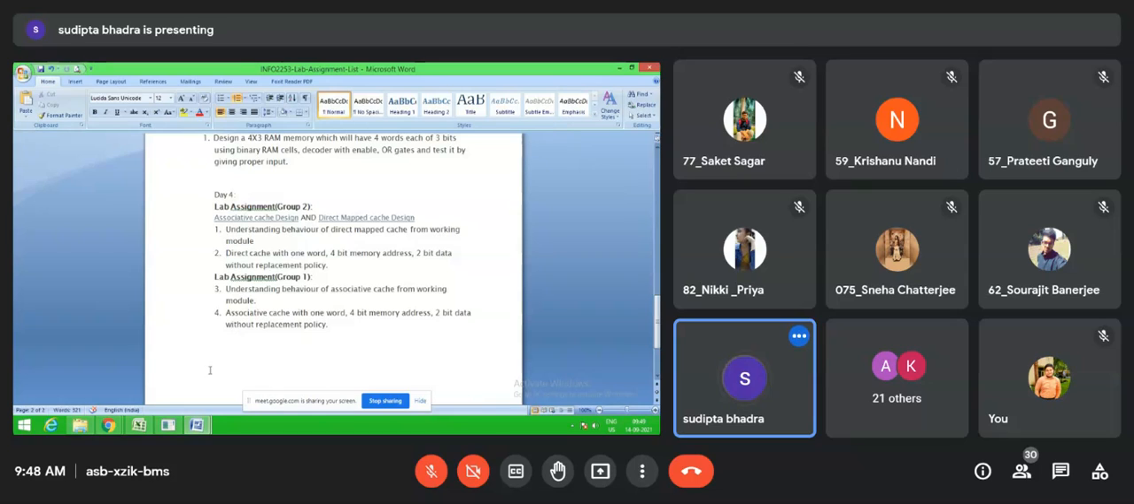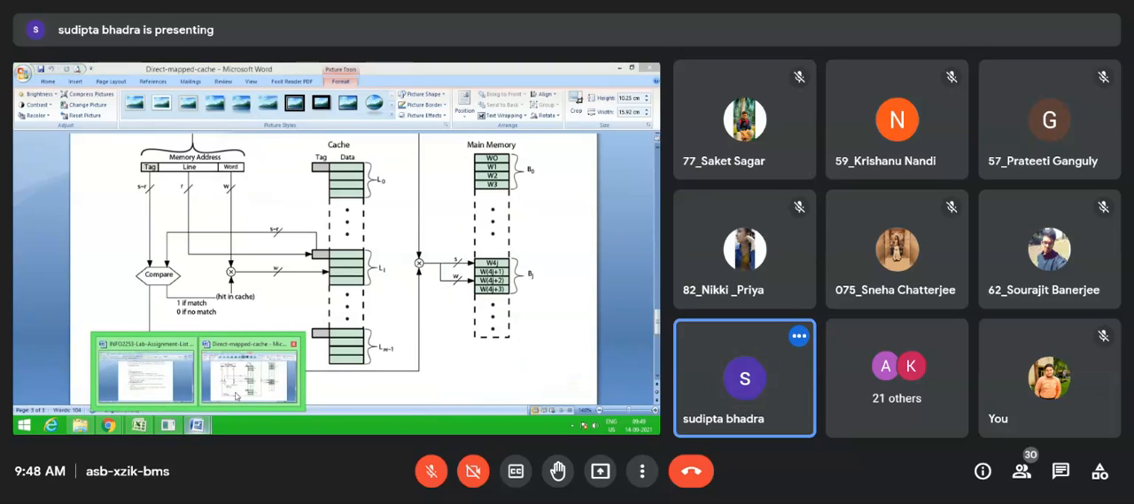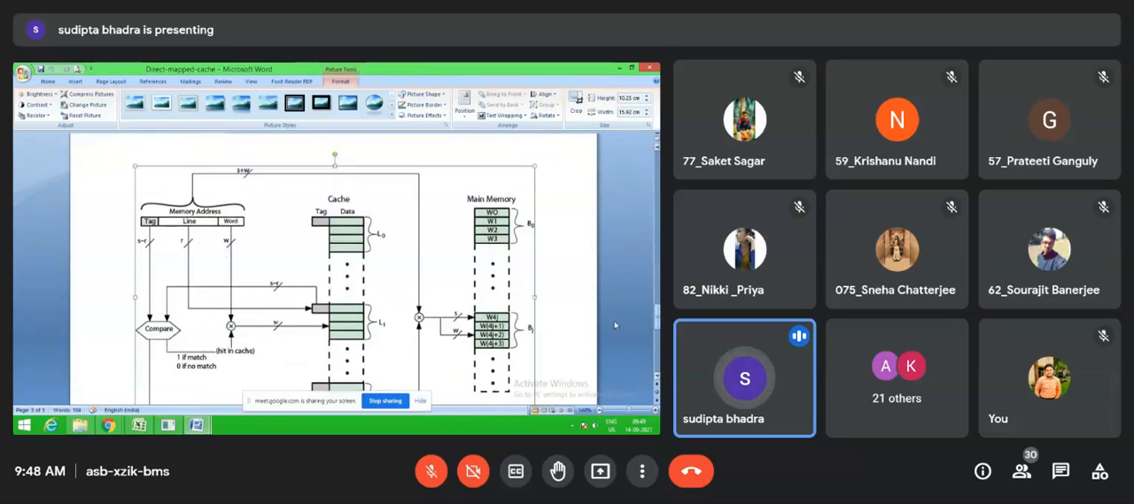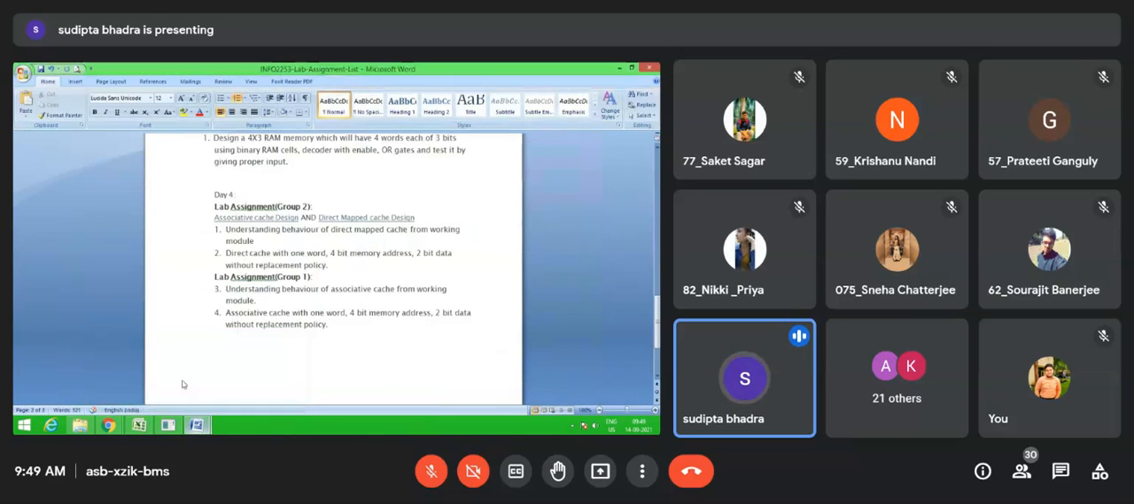Okay, so for this example, each line, say L0, can store 4 words as the block size is 4. But in this assignment you are going to take that each block will store 1 word, each word has 2 bits, and the memory address is 4 bit.